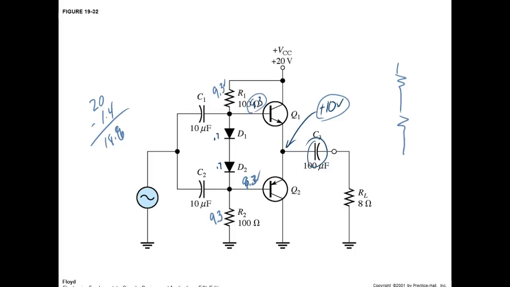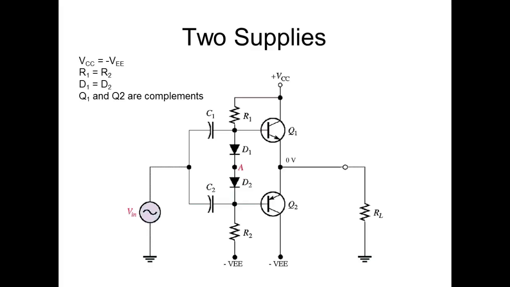There's actually no output until the input comes on, right? You understand that? Then the output will start swinging. But we've got to have that capacitor. Why do we have to have that capacitor? Because of the bias.